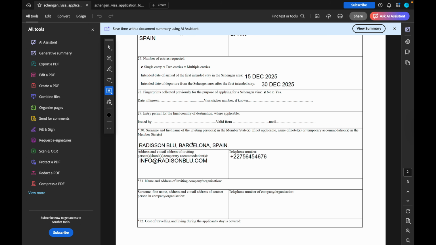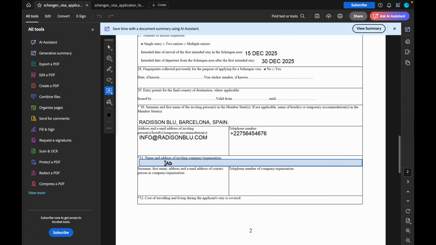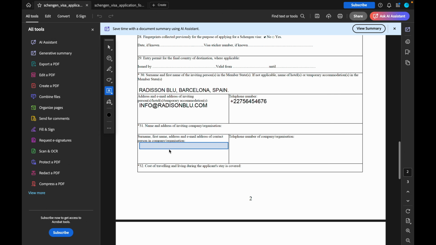The address is usually longer because you have a long street or something, España, something thereabout. But put the entire information about your hotel here, put the email address here, and put the phone number of the hotel property here. Name and address of inviting company or organization. In this case, you're going for tourism, so nobody's inviting you, obviously. So you skip this part.